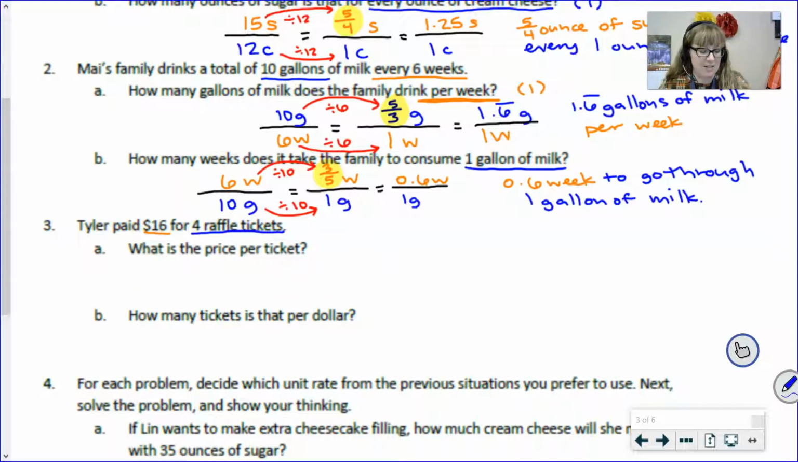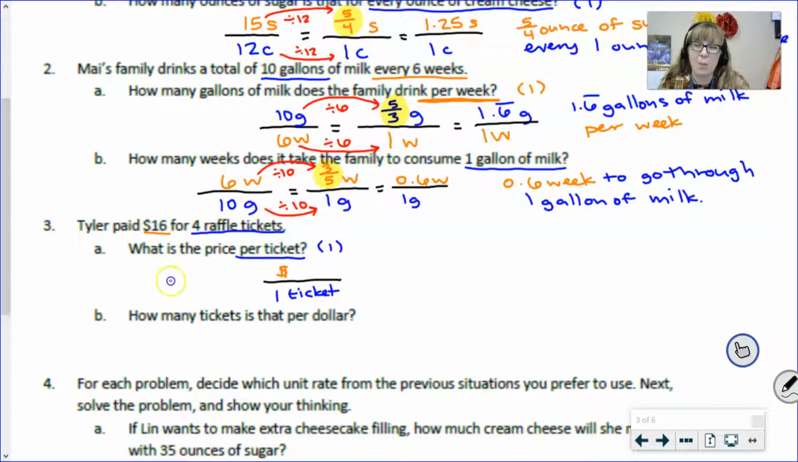The key thing here is it says per ticket. And at this point, again, remember per ticket means per one ticket. So to finish up and knowing how we're going to end this problem, that means that I want 1 ticket to be on the bottom. And knowing that 1 ticket is going to be on the bottom, that tells us that the dollar amount is what needs to be on the top.